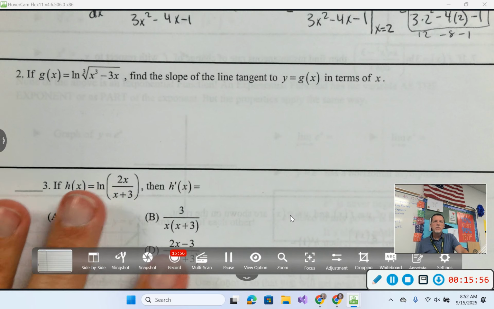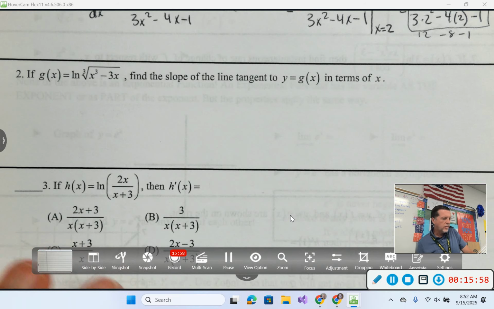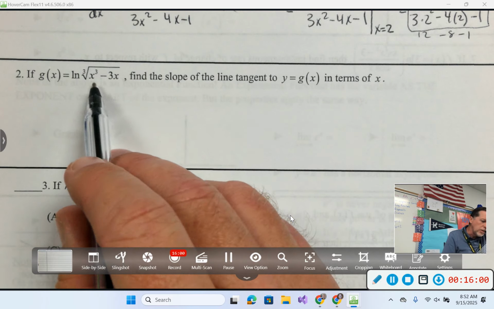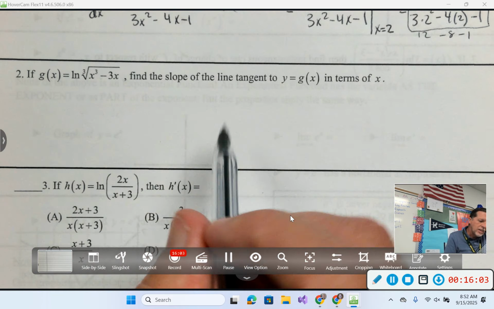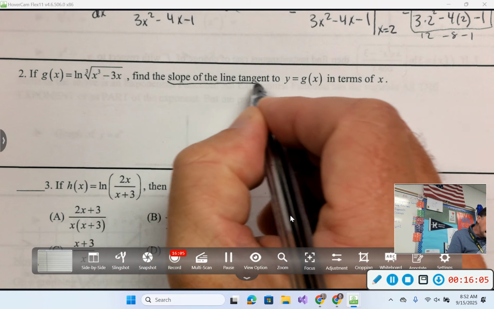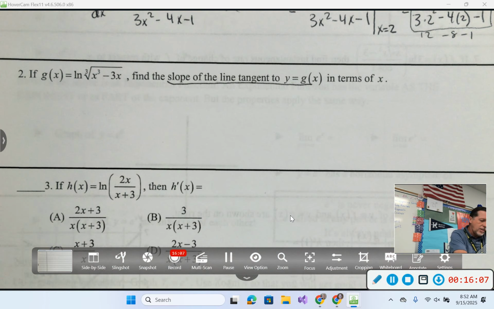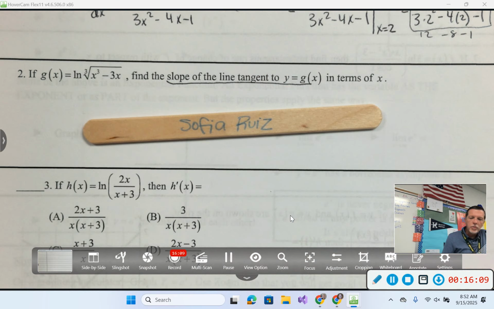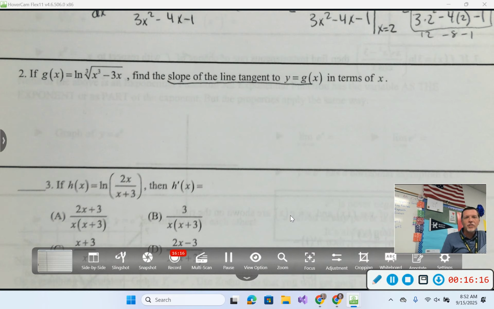Number 2. If g of x equals natural log of the cube root of x cubed minus 3x, find the slope of the line tangent to the graph. Sophia, if I want the slope of the line tangent to the graph, what am I looking for? The derivative. Again, we're just making sure we know these vocabulary words.